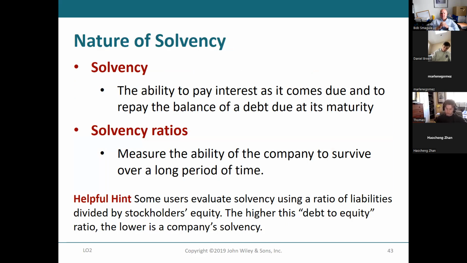Let's talk about solvency, the ability to pay interest as it comes due and repay the balance of a debt. Now we're talking about repaying a debt, maybe long term. It measures the ability of the company to survive over a long time. Some users evaluate solvency using a ratio of liabilities divided by equity. The higher this debt to equity, the lower is the company's solvency.